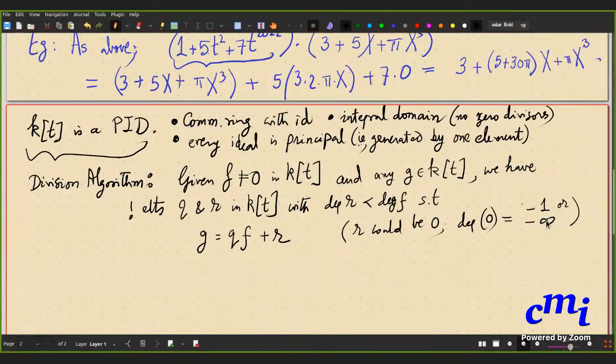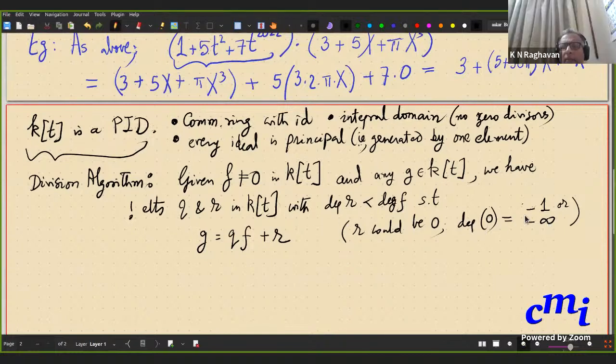Right? In fact, minus infinity may be a better convention. -1 sometimes is a good convention. For now, let's not worry too much. The reason why minus infinity is a better convention than -1 is because of the following. What will be the degree of F times G?